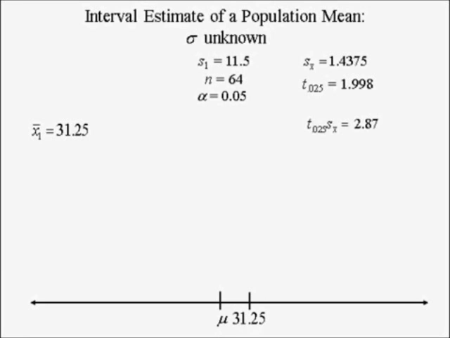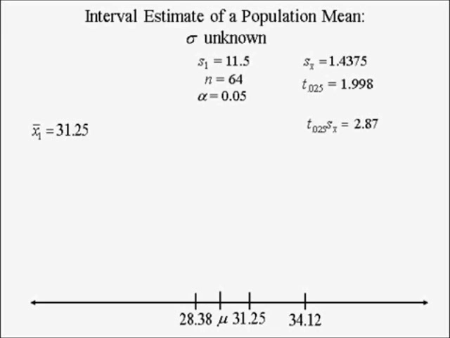After putting the first sample mean of x bar, 31.25, on the number line, notice how close it is to the population mean. In reality, you won't know this. Only your deity knows how close the first x bar is to the population mean. The upper endpoint of this interval estimate equals x bar, 31.25, plus the estimated margin of error, 2.87, which equals 34.12.